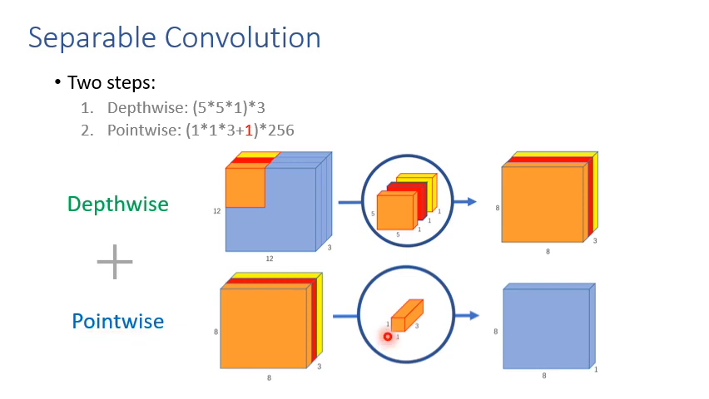For pointwise, we will need a 1 by 1 by 3 filter. So the total number of parameters is (1 by 1 by 3 plus 1 bias) multiplied by 256. As you can see, this is much less than the original 5 times 5 times 3 times 256.